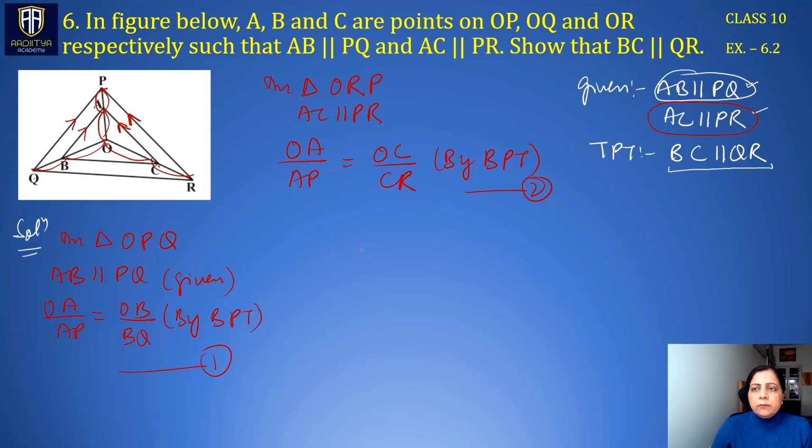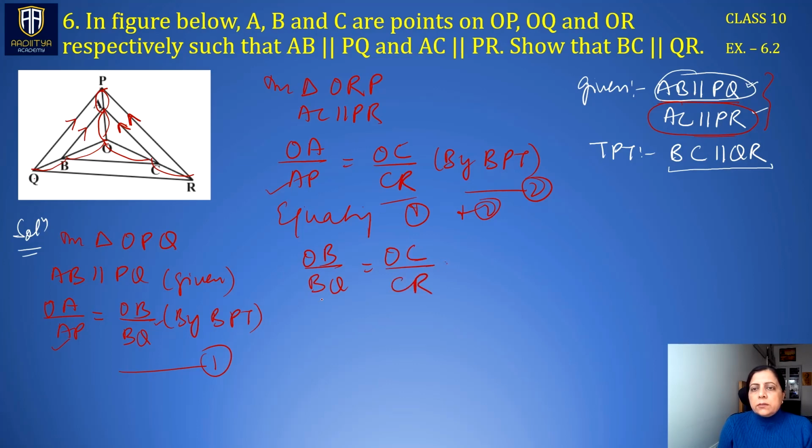Now, we can only apply BPT in two places because two parallel sides are given to us. Now check for the same thing which is common to both the equations. OA upon AP is common to both the sides. So you can write, equating equation 1 and equation 2, we get OB upon BQ is equal to OC upon CR.